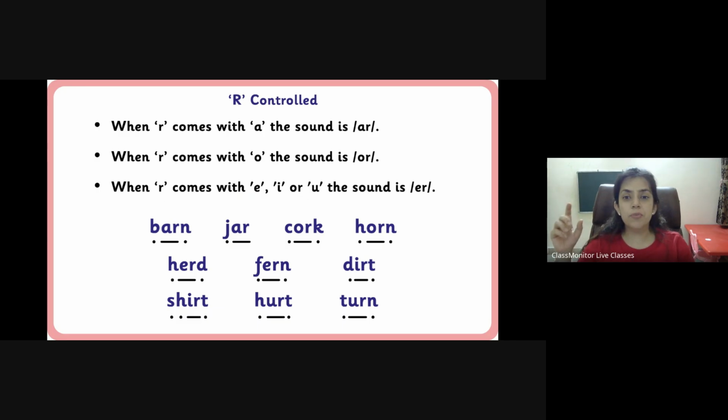have you ever seen the moment you turn on the mixie, you churn the things in the mixie? What is the sound like? Yes. Same is the sound of ER, IR, and UR.